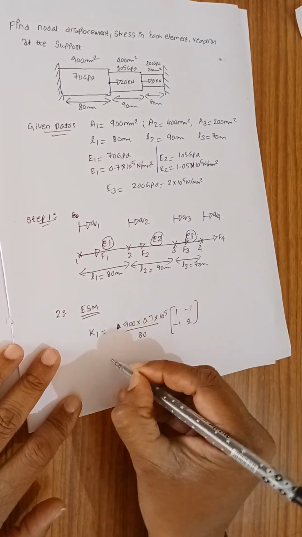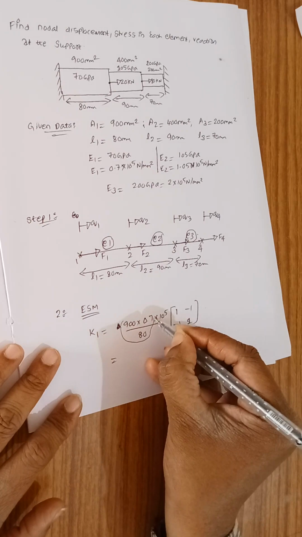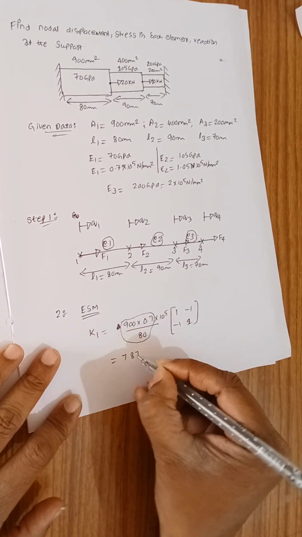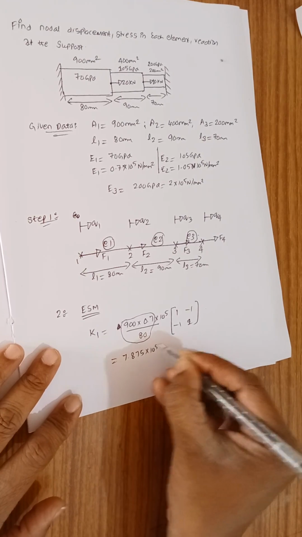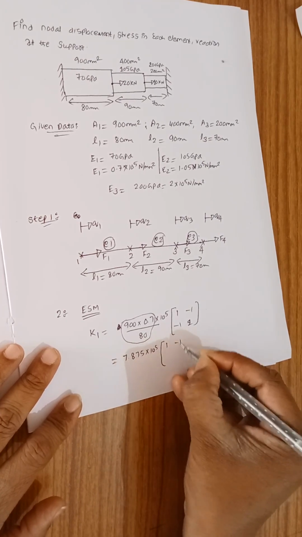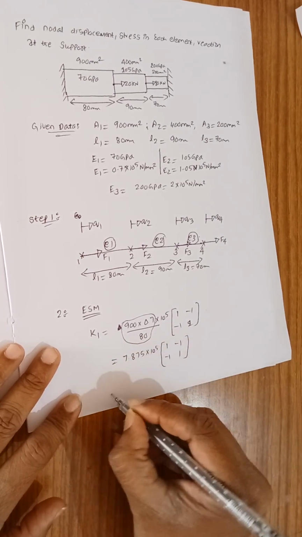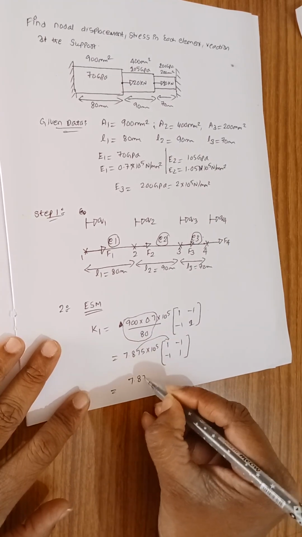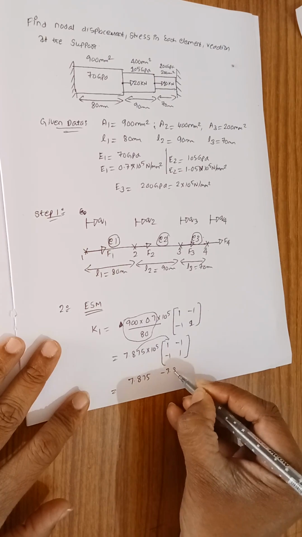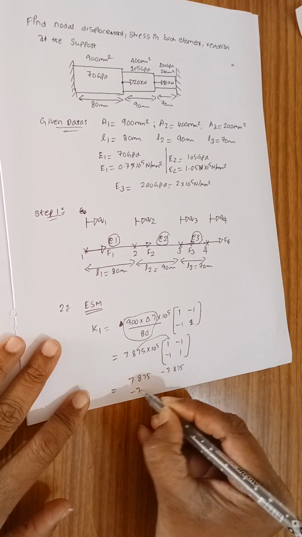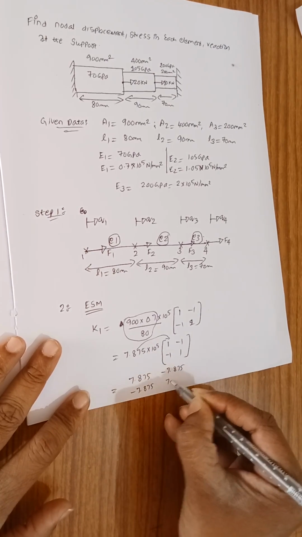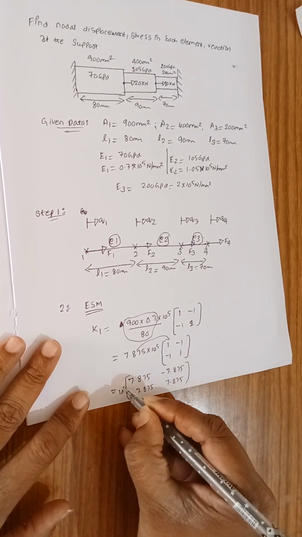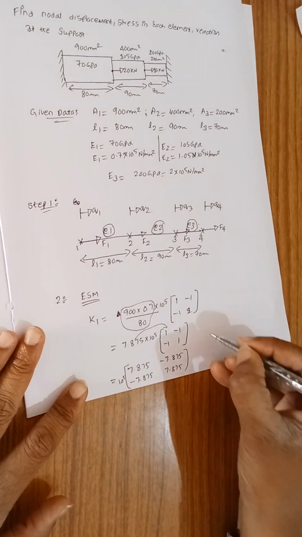While you are dividing, just put this in your calculator. The answer will be 7.875 into 10 to the power of 5. Once you simplify that, you get this. Now you can multiply the 7.875 inside. I get 7.875, minus 7.875, minus 7.875 and 7.875, and let me put 10 to the power of 5 over here. This is K1.